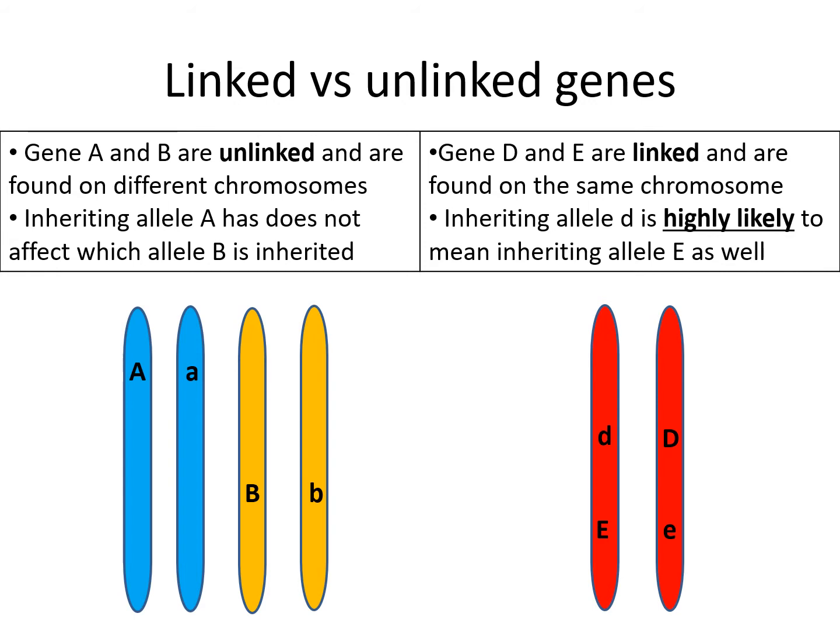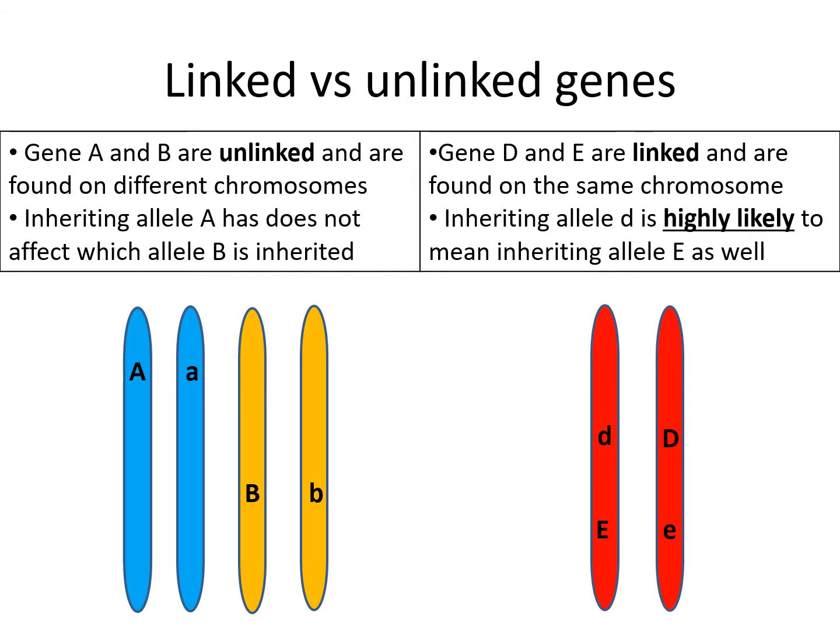On the left side of the screen, you can see that there are two separate pairs of chromosomes, one in blue and one in yellow. And on each of these chromosomes, we have a gene, gene A or gene B. If we look at gene A, look at the uppercase A, if that is passed on to a gamete, there is absolutely no preference in terms of which of the two letter B's is also passed on to the gamete. And that's what I mean by law of independent assortment. Each of those alleles for each gene is allocated completely independent of each other.